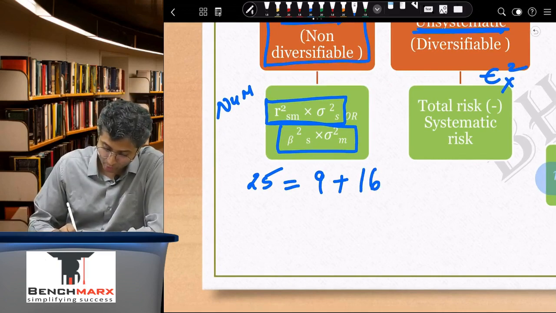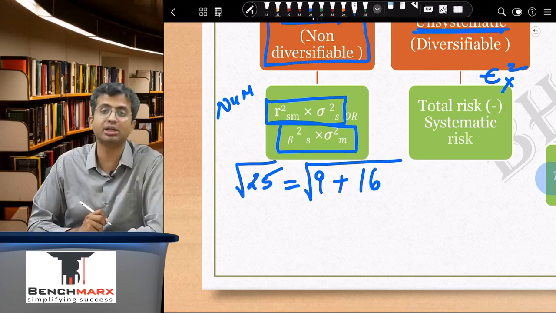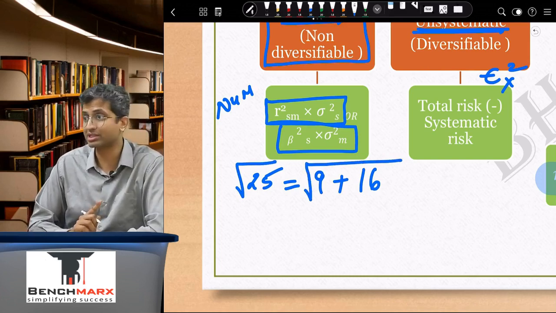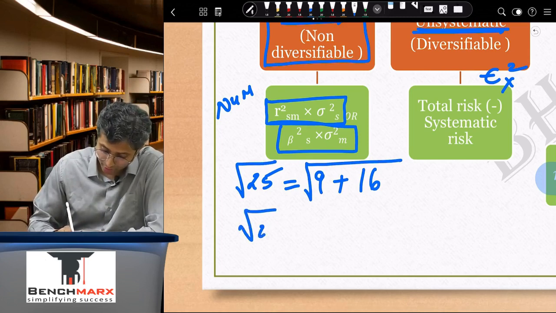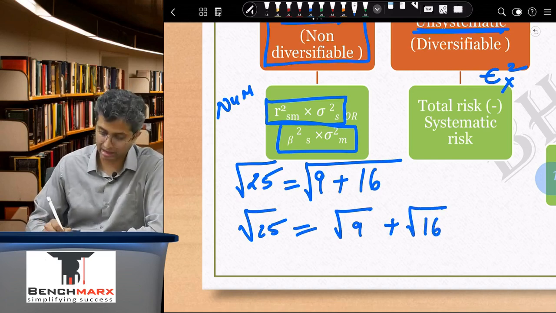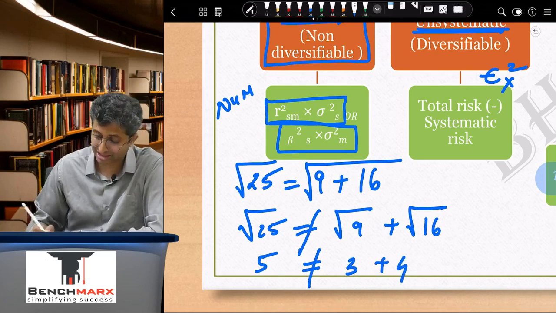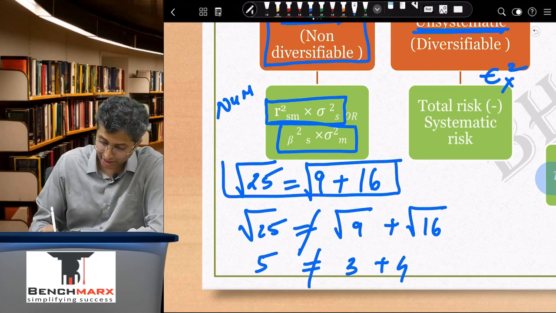Acha, if I take square root on both sides, it is square root of 25 equals the square root of entirely 9 plus 16. So answer sahi aayega. However, if I take the square root of 25 and I say, okay, let me take the square root of 9 and then separately take the square root of 16, to nahi chalega. Your answers will not tally. So 5 will not equal 3 plus 4. Answer galat aayega. This is the right working.